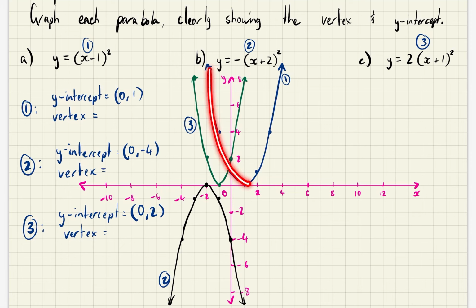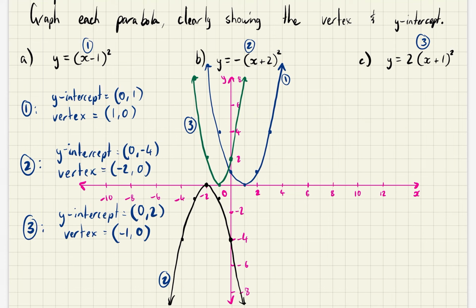Now, the vertex. The vertex is where the parabola turns. That's the point of symmetry, okay? So that is the vertex. So we just have to say what that point is. So in this case, it's going to be 1, 0. Okay, so we've got 1, 0 for the blue one, which is 1. For 2, which is the black one, we've got -2, 0. And the vertex for 3 is going to be -1, 0.